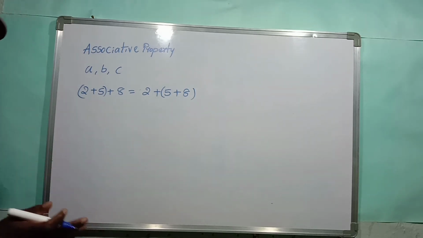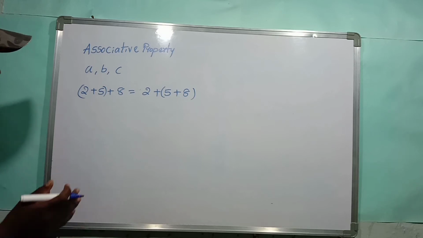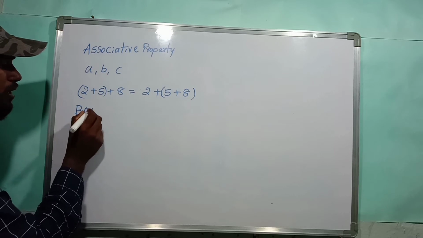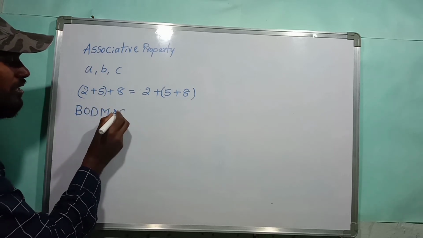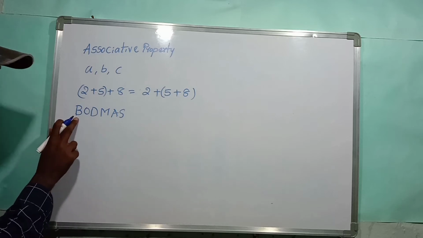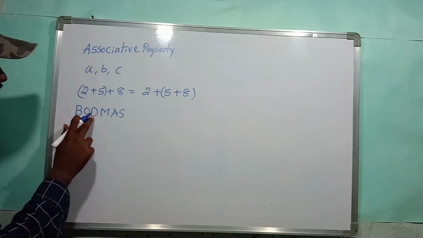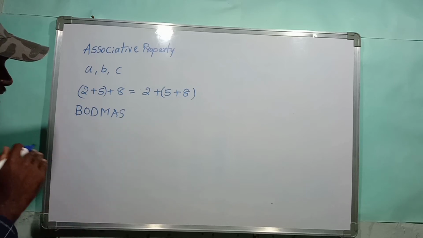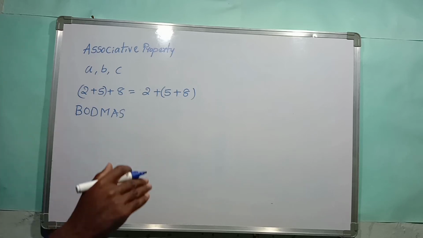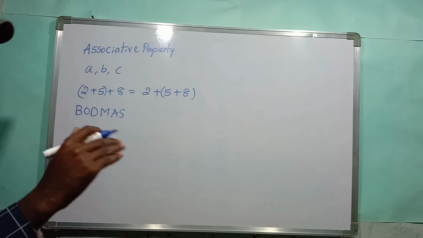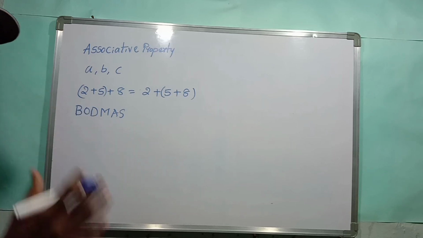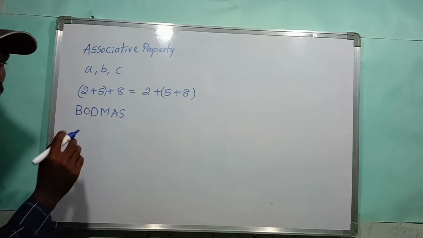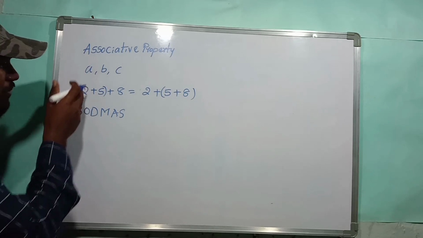Now let me explain why we do bracket-wise solving. We have the BODMAS rule. In BODMAS, B means bracket, O means of, D means division, M means multiplication, A means addition, S means subtraction. In this order we have to solve any equation. If you follow this, then only you get the correct answer, otherwise you won't.